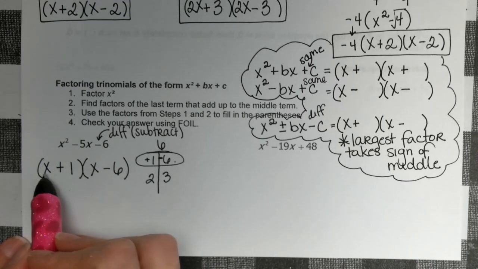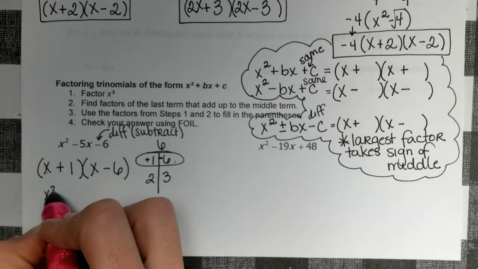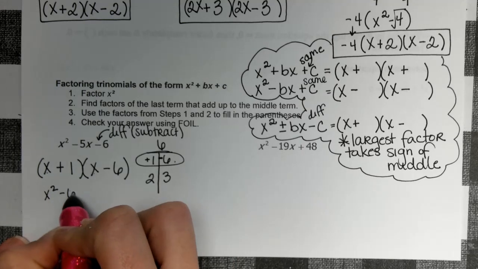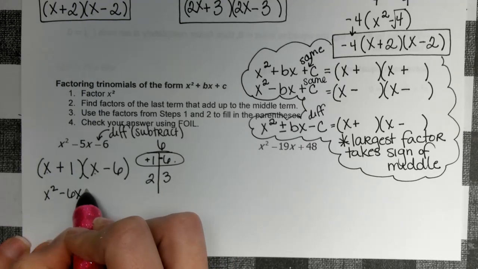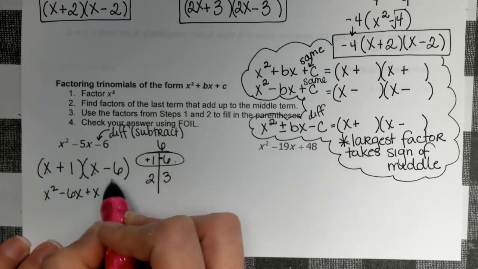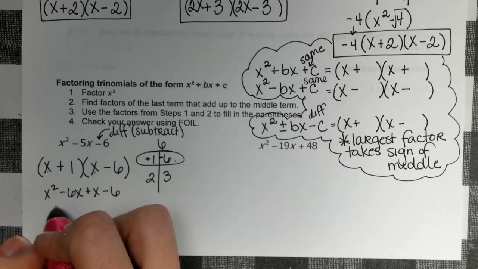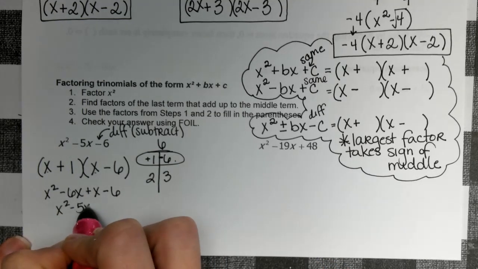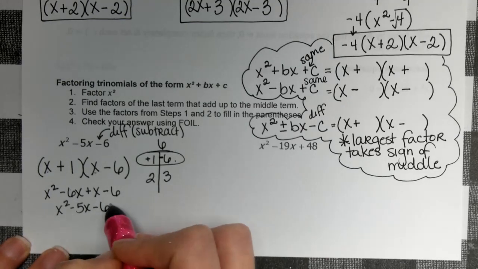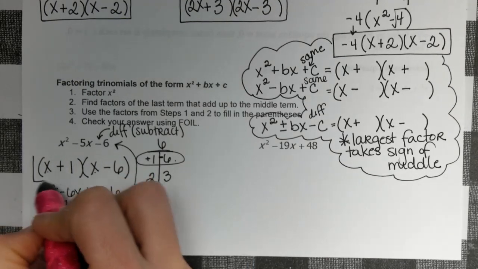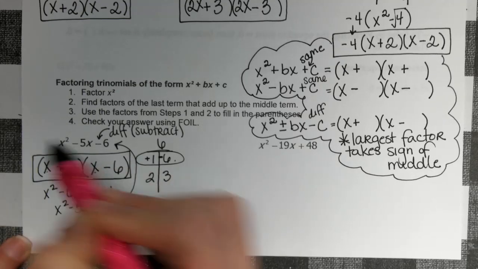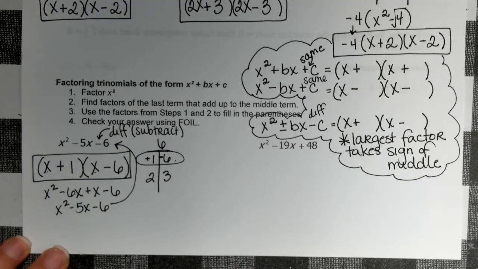So if I FOIL it, x times x would give me x squared, x times negative 6 would be negative 6x, x times 1 is 1x, 1 times negative 6 is a negative 6. So then x squared minus 5x minus 6 matches, so this is my answer. Okay.